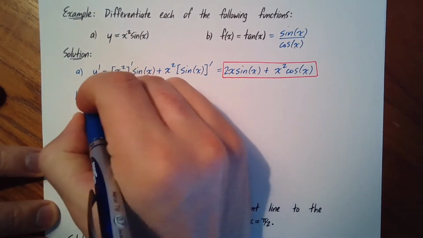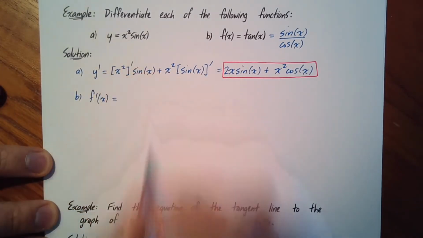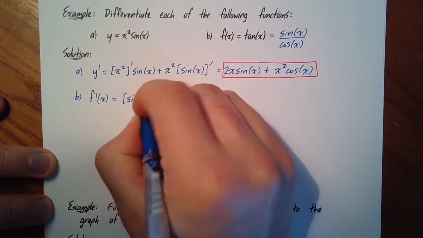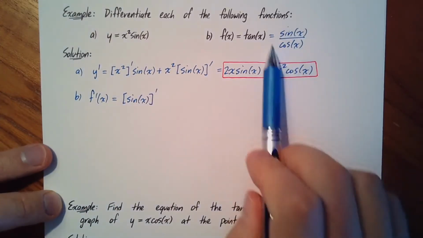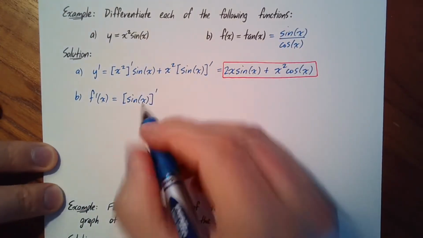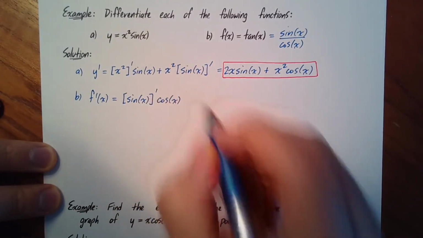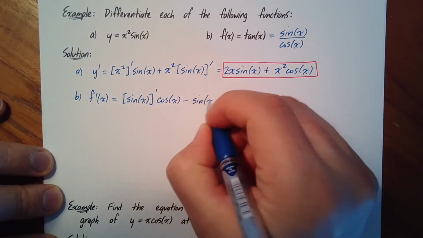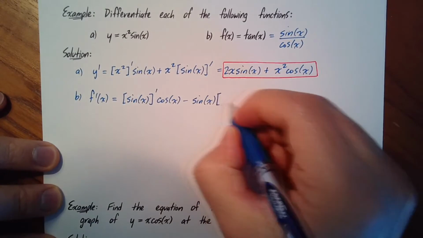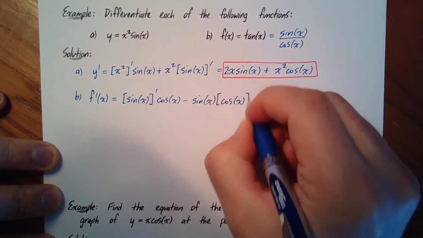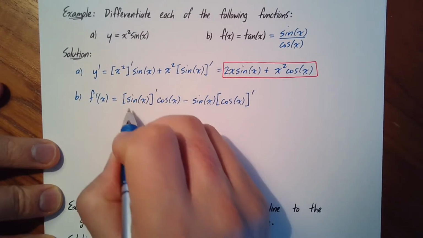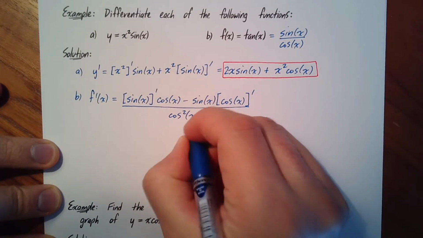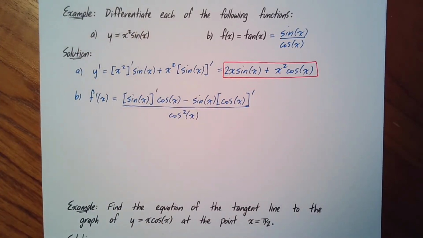So let's apply that. We can say f prime of x. Well, we're going to take the derivative of the numerator. So it's the derivative of sine of x, right? We're doing the quotient rule on this fraction. So the derivative of the numerator multiplied by the denominator, minus the numerator multiplied by the derivative of the denominator. And then all of this is going to be divided by the denominator squared, because that's how the quotient rule works. So that's applying the quotient rule.